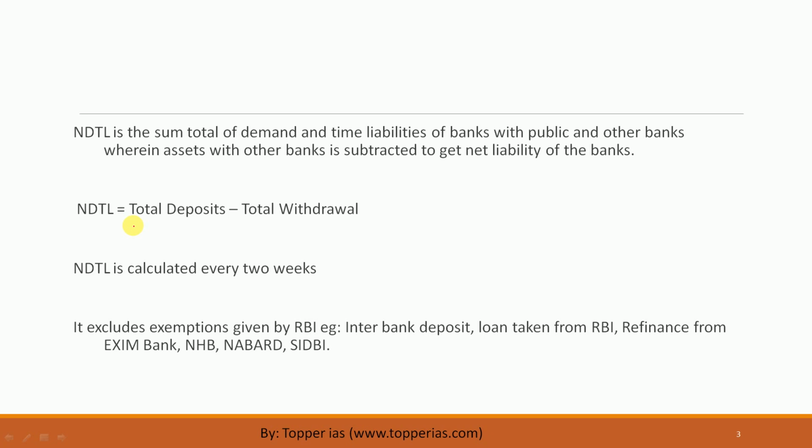Another thing that is very important with regards to NDTL is that the RBI has given some exemptions, so some types of liability which a bank has will not be counted as a liability of that bank. For instance, some interbank deposit made in that bank, or some loan that the bank has taken from the RBI, or some finance that the bank has taken from the Exim Bank or the National Housing Bank or NABARD or SIDBI. These types of loans will not be considered as a liability on the bank. So this is what you should know about NDTL, and that's all for today.